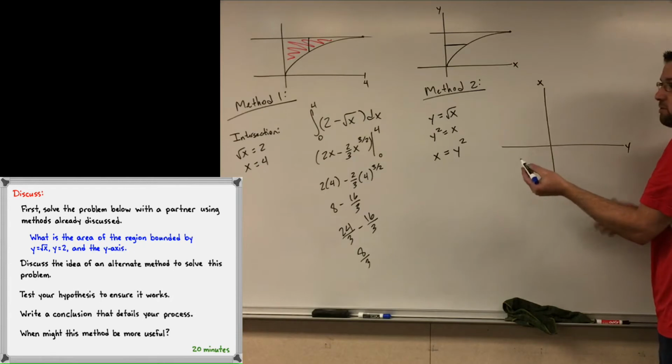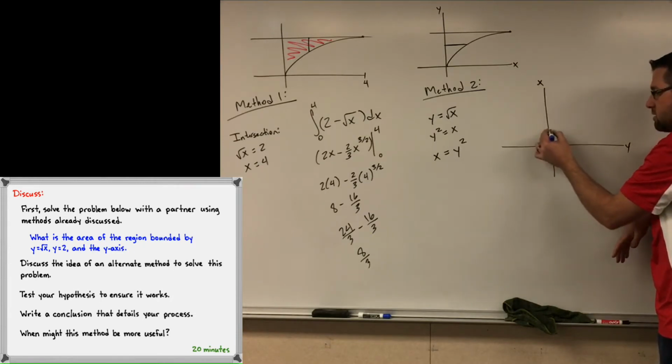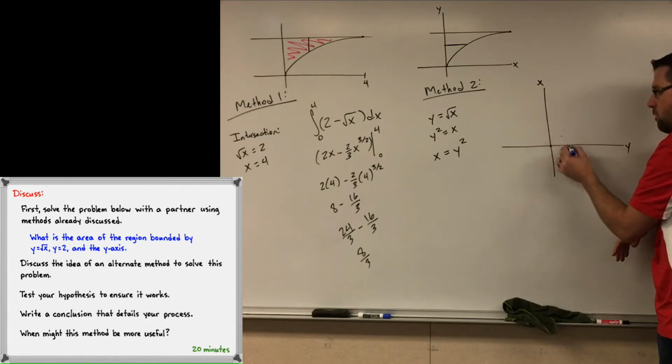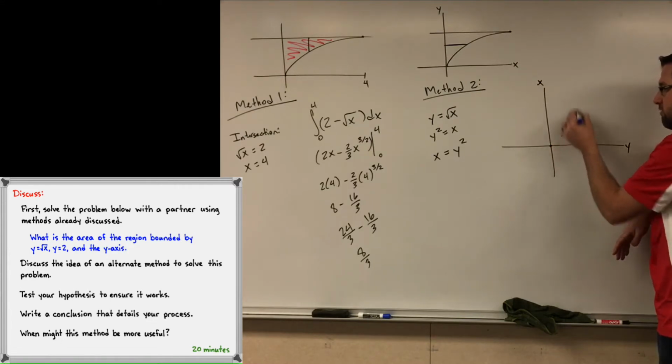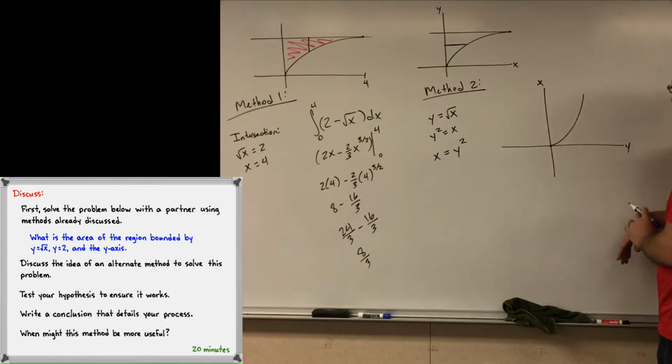So let's plug in y equals 0. What's the value? 0. When y equals 1, x is 1. When y is 2, then x is 4. So we're going to end up with a parabola. You guys okay with that?